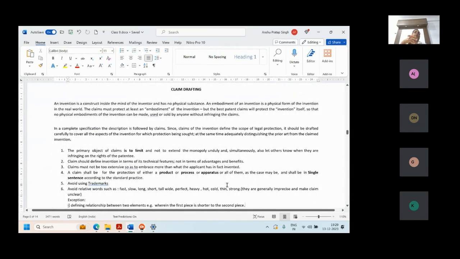Now, same thing, claim drafting. Here is one construct I have always asked about; most of you also know that there is a difference between invention, embodiment, and claim. What are these three differences? The invention is nothing but a mental construct inside the inventor. It does not have a physical substance. The moment that mental construct is brought into a physical form, that becomes the embodiment. The claim is the description of the embodiment, so that you understand the boundaries of that particular invention and its features.